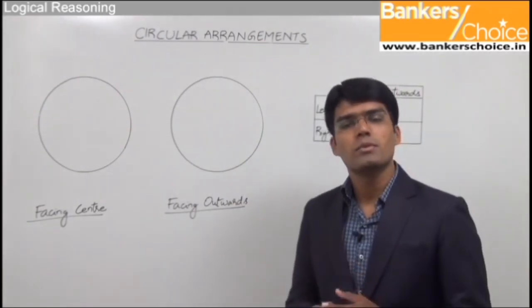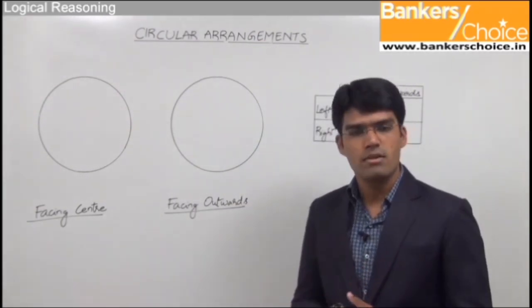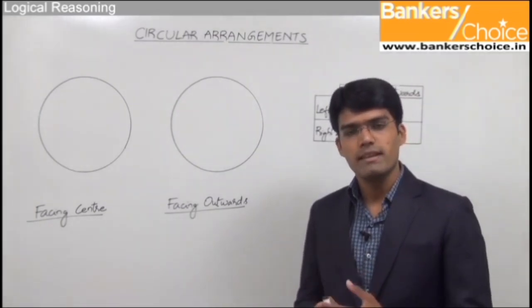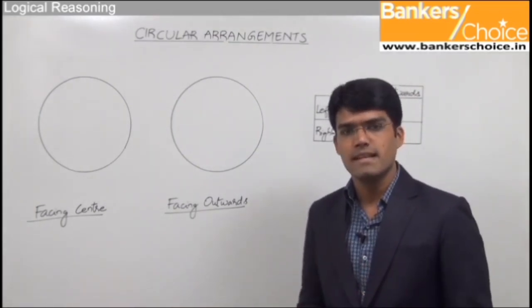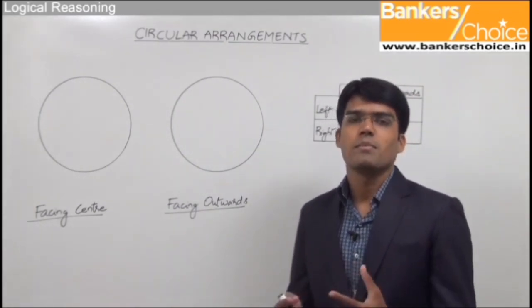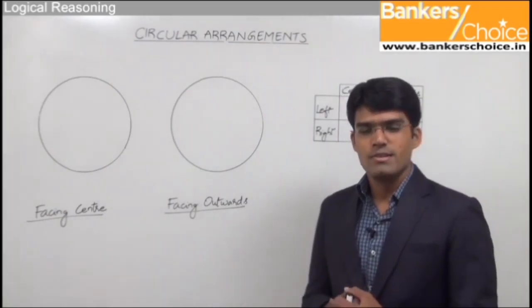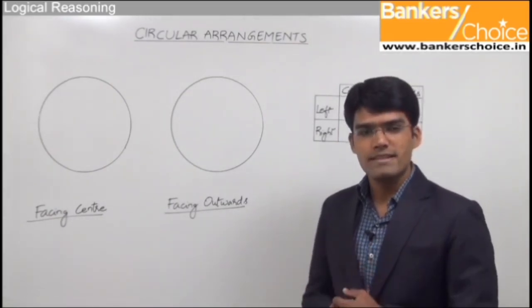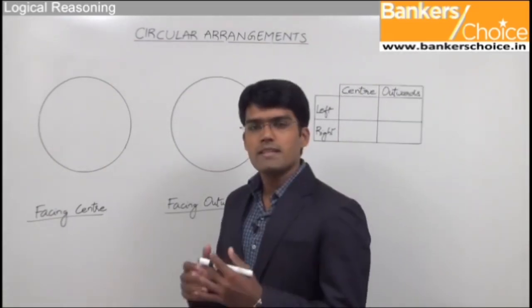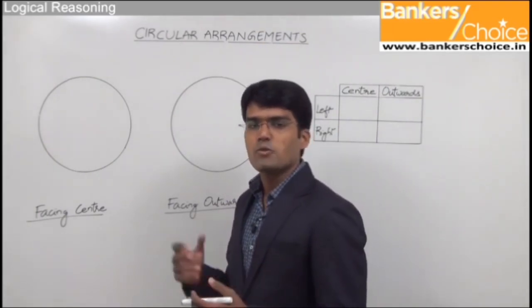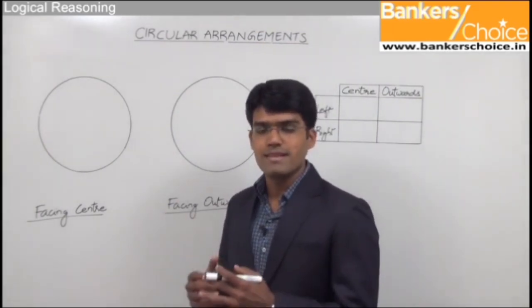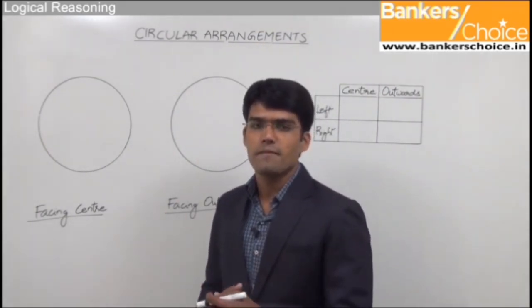There are two possible positions for persons who are sitting around a circular table. The first one is that all the persons are facing the center, and the second one is that the persons are facing outwards. So let us understand what is the difference in these two cases. Let us assume that a group of 4 persons are to be seated around a circular table such that all the 4 persons are facing center.